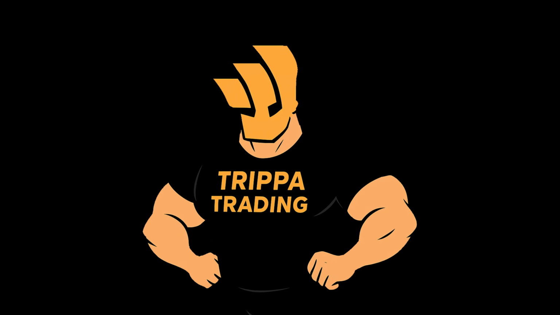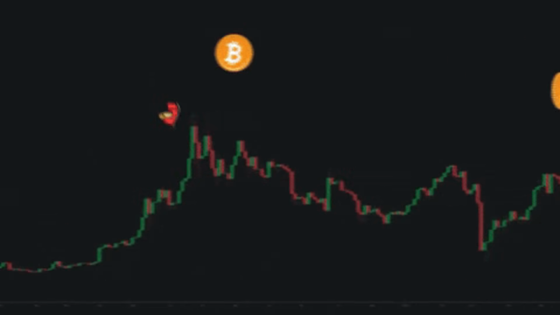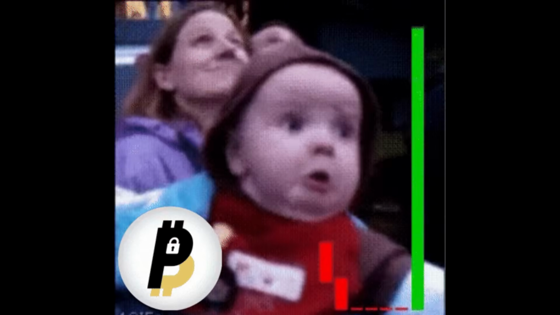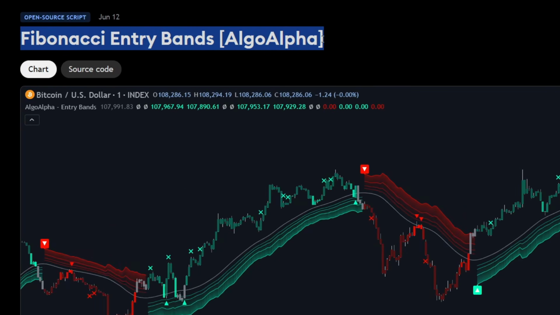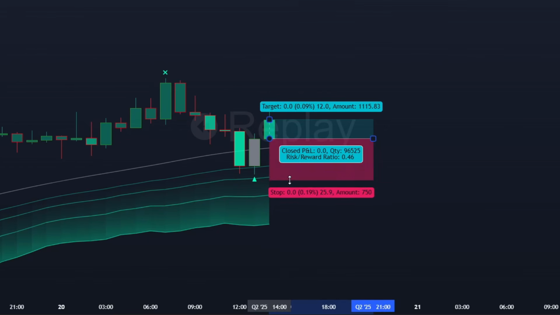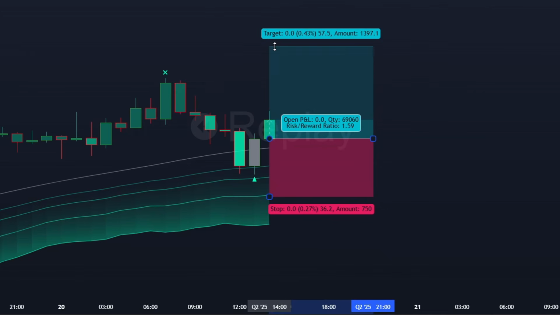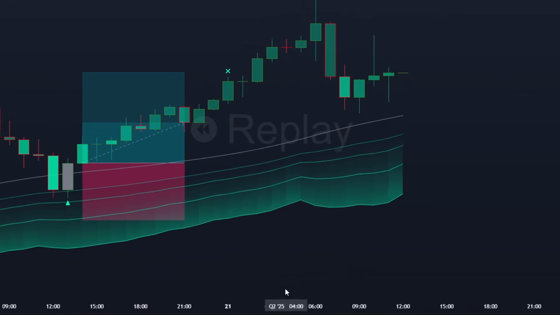What if your chart could tell you when a dip is safe to buy and when it's actually a trap? That's what the Fibonacci Entry Bands by Algo Alpha are made for. This indicator shows the trend and builds bands around price using Fibonacci numbers.